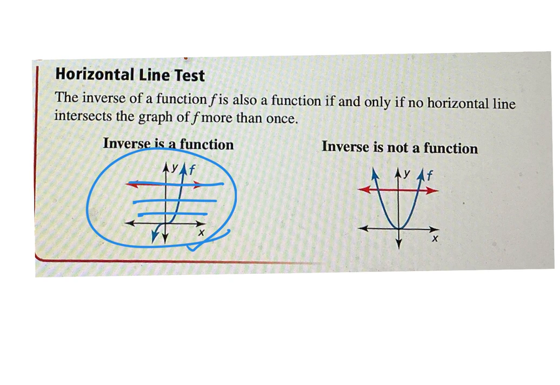If you graph it like a parabola and draw a horizontal line like that red line, notice that red line hits the parabola twice. That means the inverse is not a function. If you just hit it once, the inverse is a function. If you hit it more than once, anywhere on the graph, the inverse is not a function.